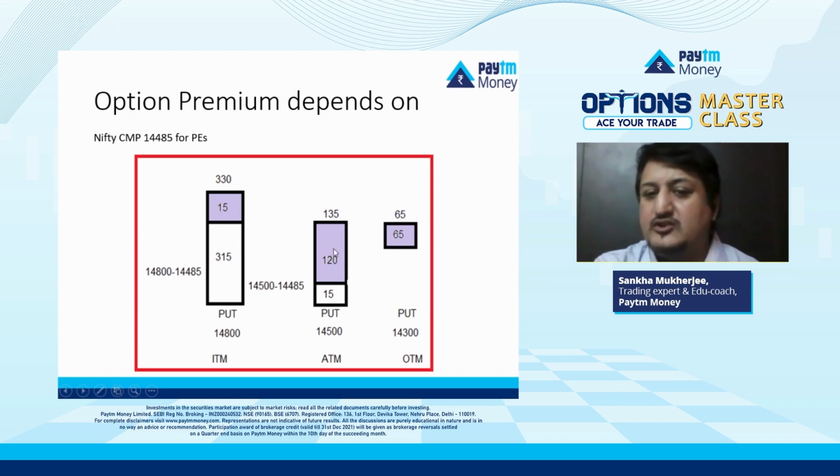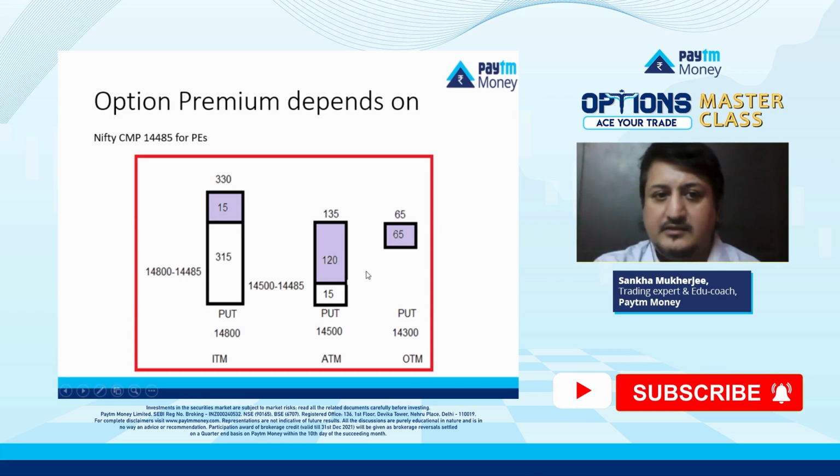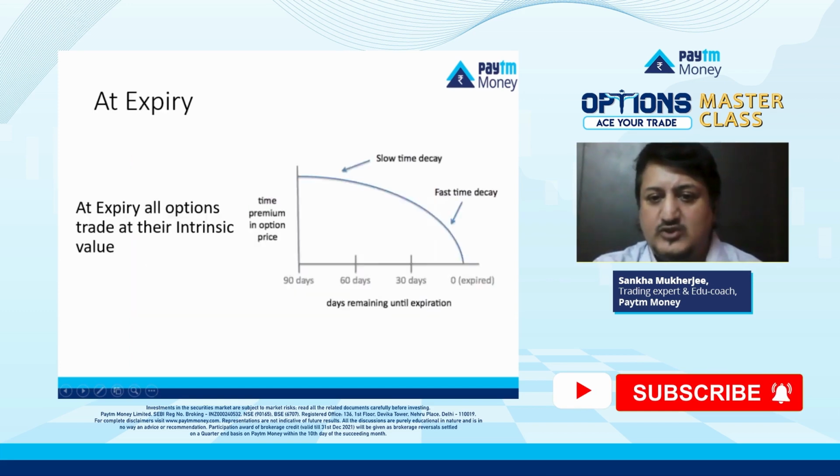So the seller bets on earning this part. A buyer bets on earning this part. He's expecting the price to go down so that the intrinsic value will move up. So that's what we saw, just the reverse.